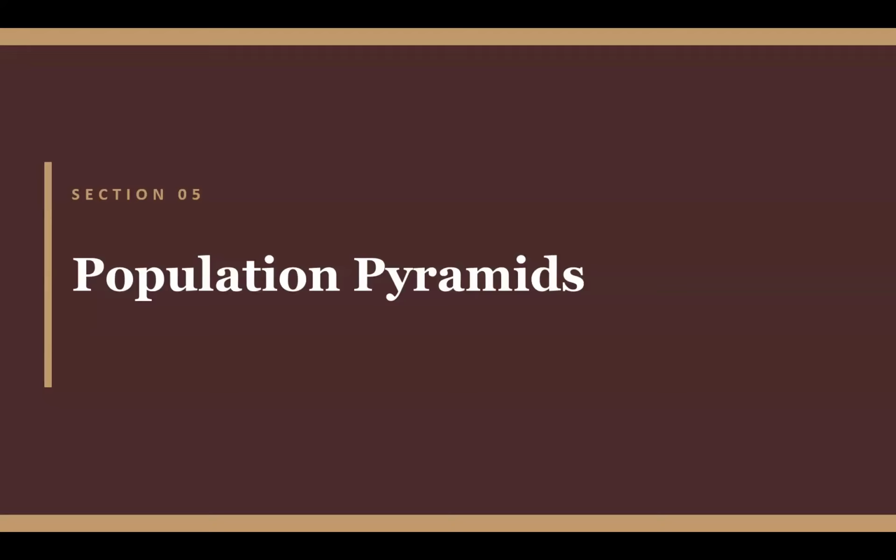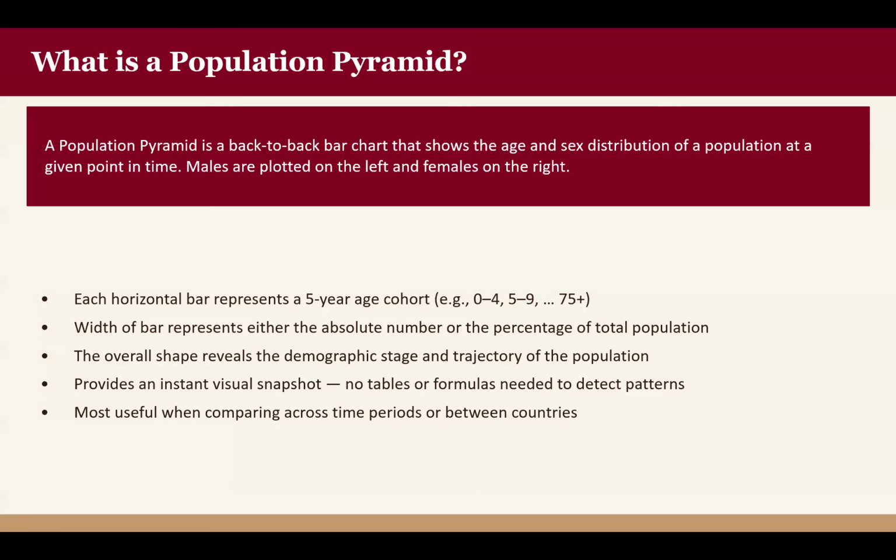Now we come to another important concept in demography, which is that of population pyramids. What is a population pyramid? A population pyramid is a back-to-back bar chart that shows the age and sex distribution of a population at a given point in time. Males are plotted on the left side and females on the right side. Each horizontal bar represents a 5 year cohort, for example, 0 to 4 years, 5 to 9 years, and so on.